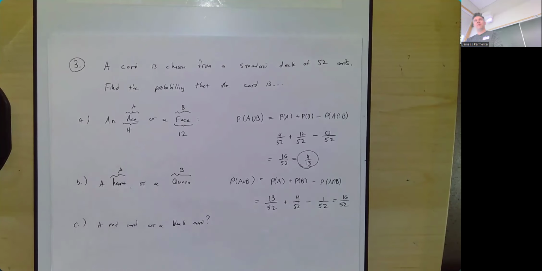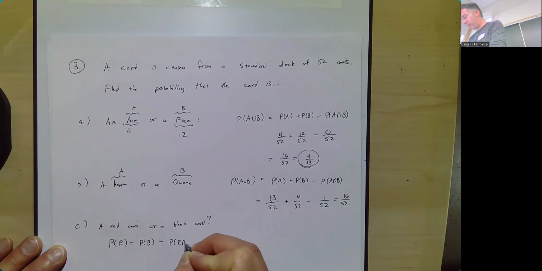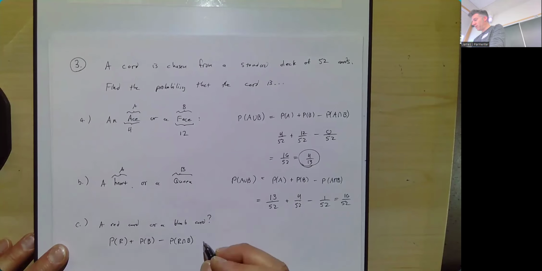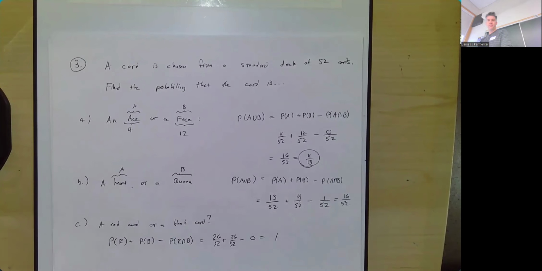Now, if we were trying to do as little work as possible, the probability is 100%, right? 1. There's a 100% chance, or a probability of 1, that you're going to get a red card or a black card. That's the probability of getting a red card plus the probability of getting a black card minus the probability of getting a card that is red and black. There are no such cards, just like there weren't any ace cards that were also face cards. But the probability of getting a red card is 26 out of 52. Probability of getting a black card is also 26 out of 52. And so you exactly get 1. 100% of the time, you will get a card that is either red or black.